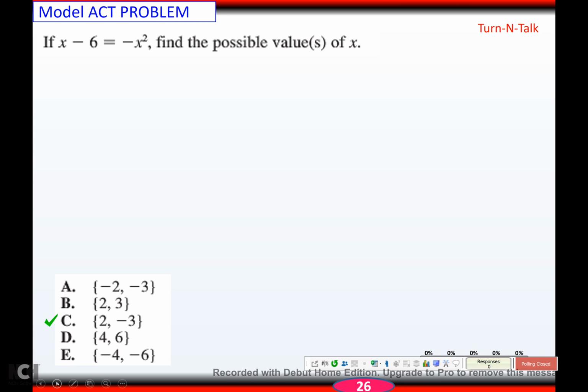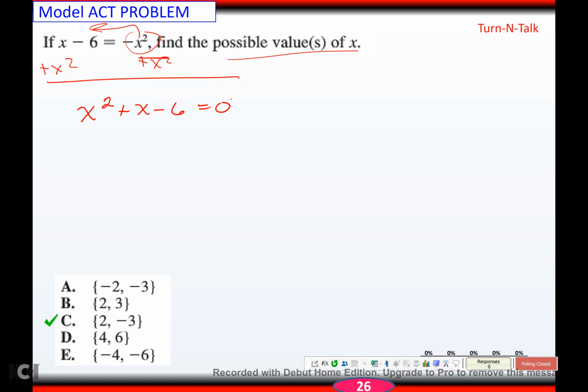And hopefully you got C. Alright, it's quadratic. When they want me to find x, they're telling me to solve. When you have to solve a quadratic, you want 0 on one side. I hate a negative squared term, so I'm moving it over to the other side. So add x squared. Now you can't add x squared to x or 6, so drop it like it's hot. And I have x squared plus x minus 6 equals 0.